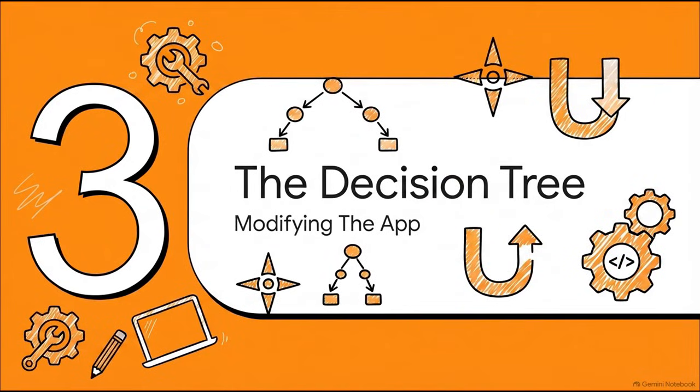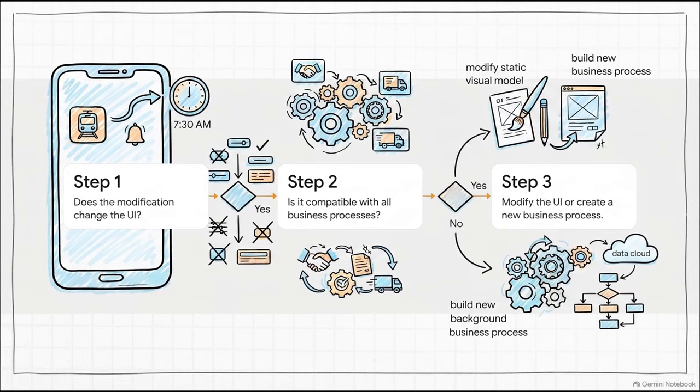Section 3. Modifying the app. The decision tree. But hey, the digital world moves incredibly fast. What happens when a transport company wants to update an app with a brand new context-aware feature? Say they want to add a special notification for train delays, but they only want it to show up for morning commuters. If you just shove new code directly into a live app, you risk breaking the whole shebang.